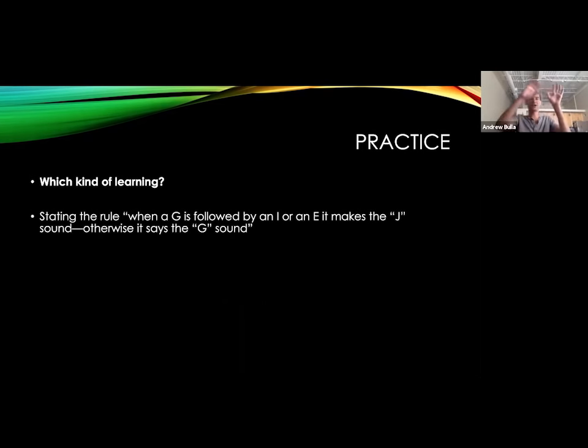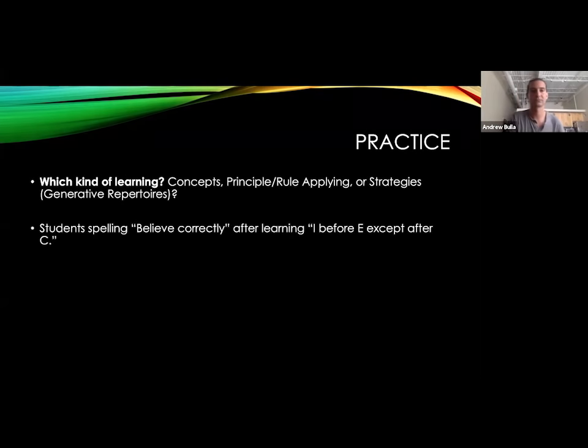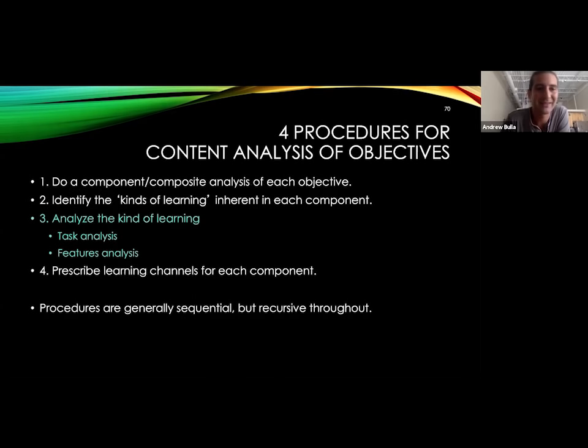All right, so this is a cumulative review. So it can be any of the 9 types of learning or kinds of learning that we talked about. Stating the rule, when a G is followed by an I or an E, it makes the J sound. Otherwise, it says the G sound. Sequence, good. So that's living in column 2. Nice job. Student spelling believe correctly after learning I before E except after C. Principle or rule applying. Nice job with that.